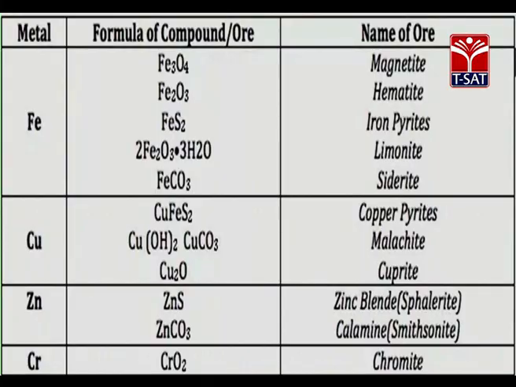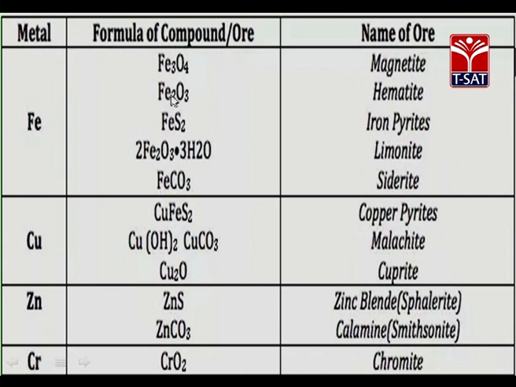Look at the chemical formula of the ores. Iron, if you take iron as a metal which has to be extracted, what are the different ores which are obtained in nature? Magnetite, hematite, iron pyrite, limonite and siderite. So, what is the formula of magnetite? Fe3O4. What is the formula of hematite? Fe2O3. Formula of iron pyrite? FeS2, formula of limonite Fe2O3.3H2O, formula of siderite iron carbonate.